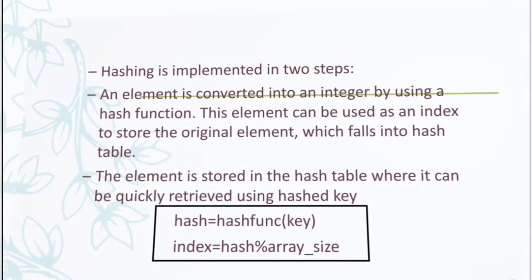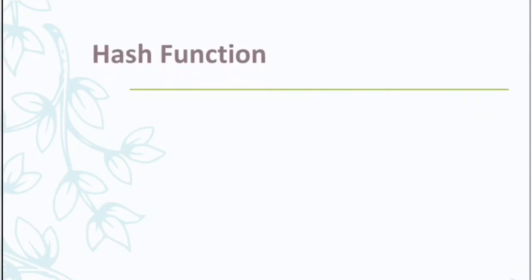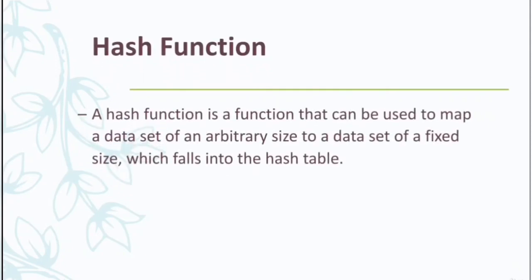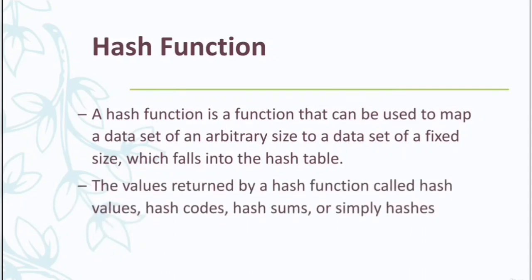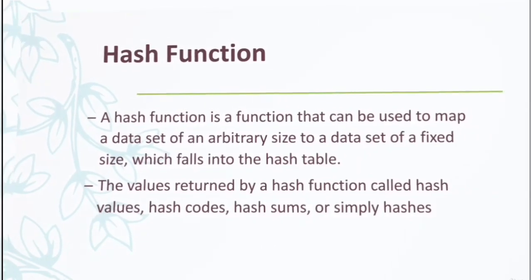Let's move towards the point: what exactly is a hash function? Basically, a hash function is a function that can be used to map a data set of an arbitrary size to a data set of fixed size, which falls into the hash table. The values returned by a hash function are called hash values, hash codes, hash sums, or simply hashes.